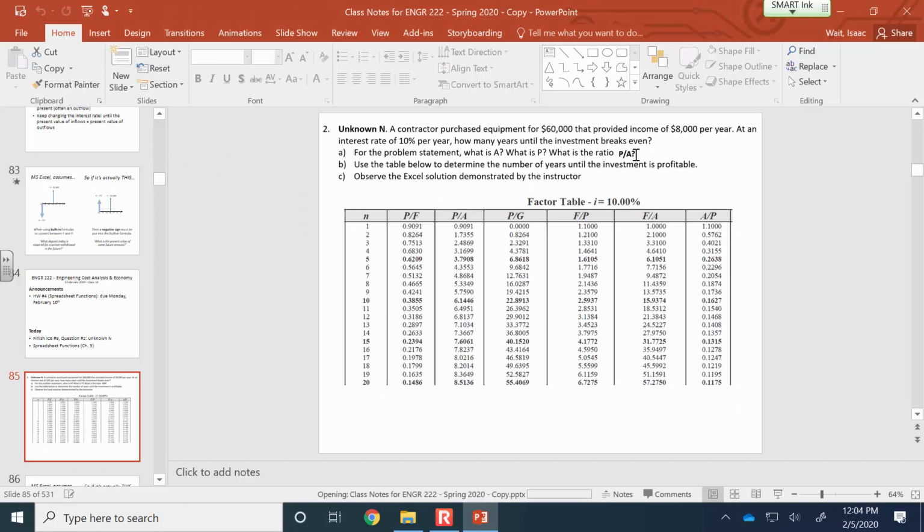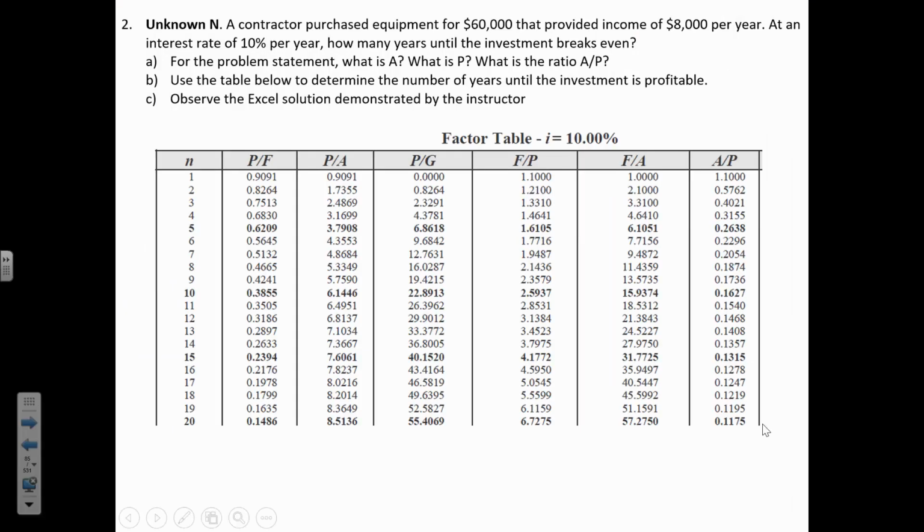The first thing that I suggest you do, rather than just leaving it at what is A and what is P, is to find the ratio A to P. So A divided by P is going to be 8,000 divided by 60,000. If you've got a calculator handy, what you'll find is that the fraction there is 0.1333. So that means the ratio of the annual amount to the present amount is 0.13 if it's discounted at 10% interest.